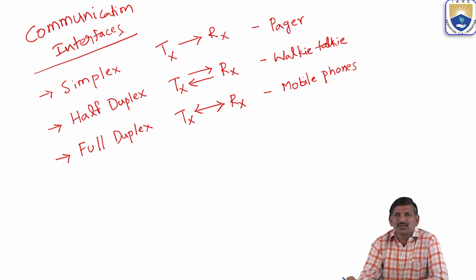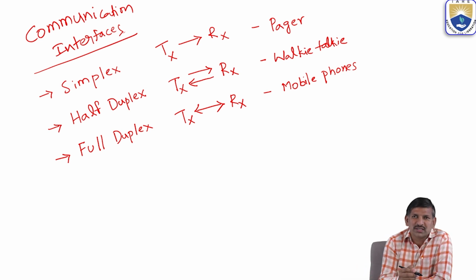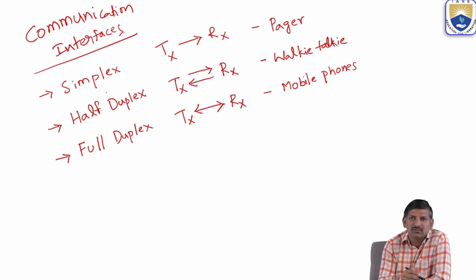Okay. So based on the way of communication, either one direction at a particular time or both directions, the communication is classified into either simplex, half duplex or full duplex. Simplex means the information is transmitted from source to destination or transmitter to receiver only. Example, pager.